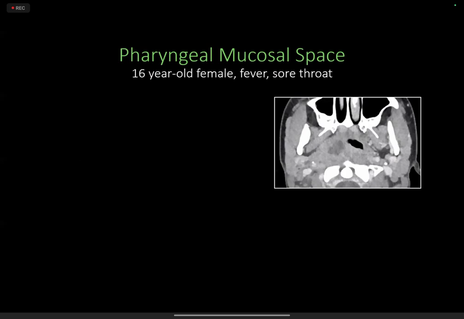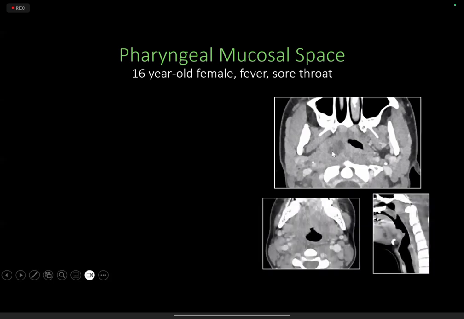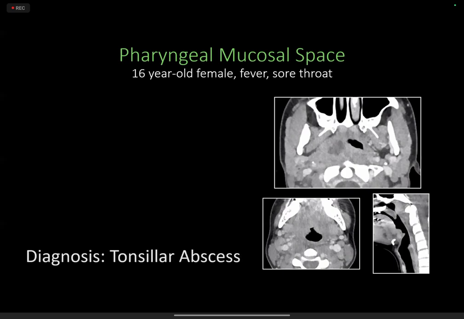Here's a 16-year-old patient that presented with fever and sore throat. So here we have a fluid attenuating or low attenuating lesion with peripheral enhancement within the right pharyngeal mucosal space. Look at it a little closely. You can see a little bit of fluid within the retropharyngeal space right over here, maybe a little thickening of the pharyngeal mucosa as well elsewhere from that fluid collection. And this turned out to be a tonsillar abscess.